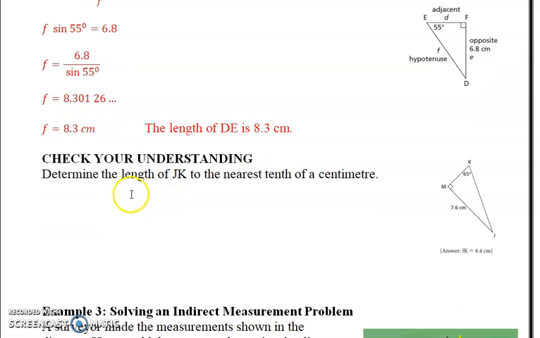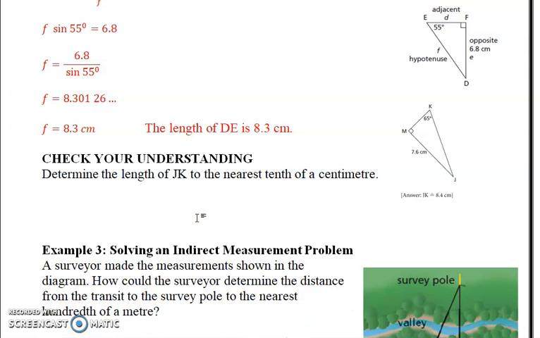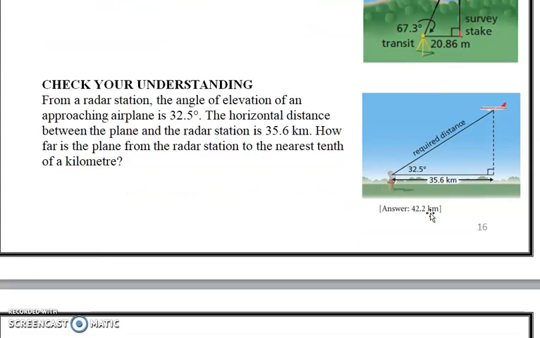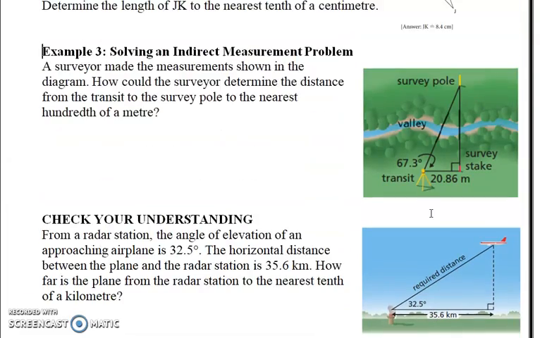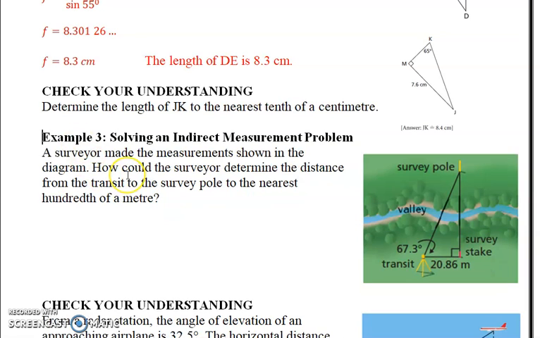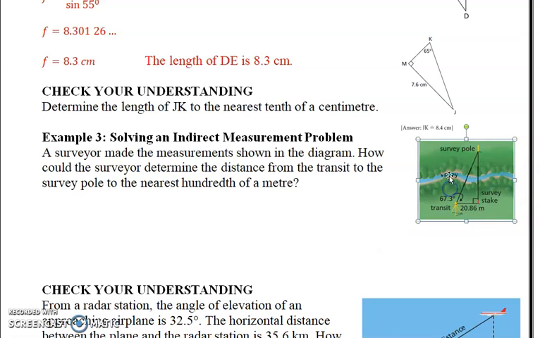And then next, there's a check your understanding question there for you. I'm going to take this up, and we'll do the final example for this section. It says solving an indirect measurement problem. The surveyor made the measurements shown in the diagram. How could the surveyor determine the distance from the transit to the survey pole to the nearest hundredth of a meter? I'll make that a little bit smaller so we have a little more room.